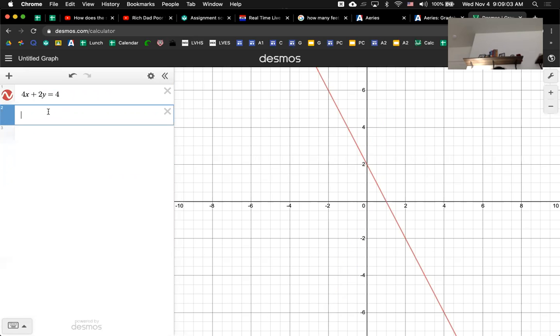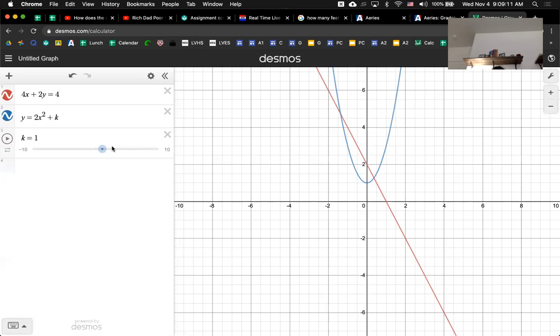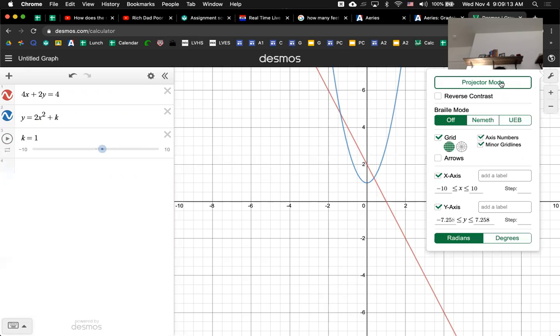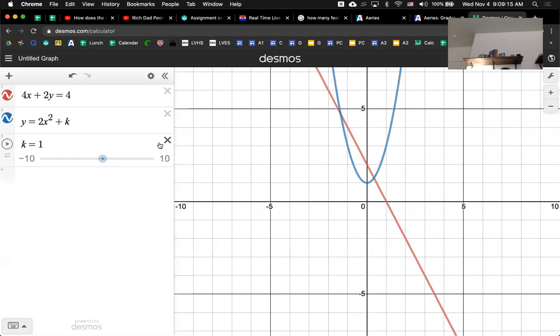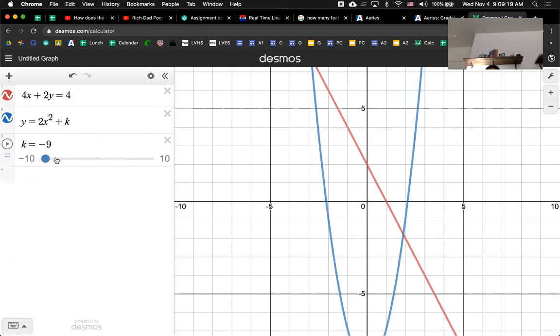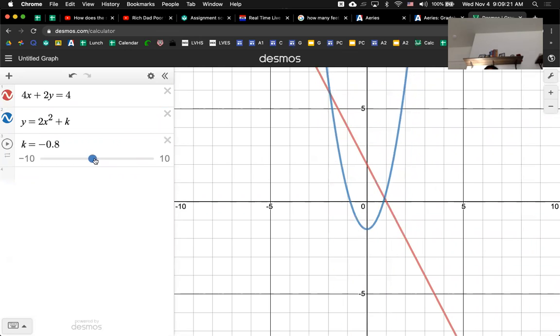So that's a tangent line, and then y equals 2x squared plus k, and it's like, oh, what's k? And I'll make it a slider. So it's asking, and let me make this projector mode so you can actually see what's going on here. If I drag this value of k around, when do I have this line actually tangent? And the answer is, if I keep dragging it up and up, right there, now it's actually tangent.